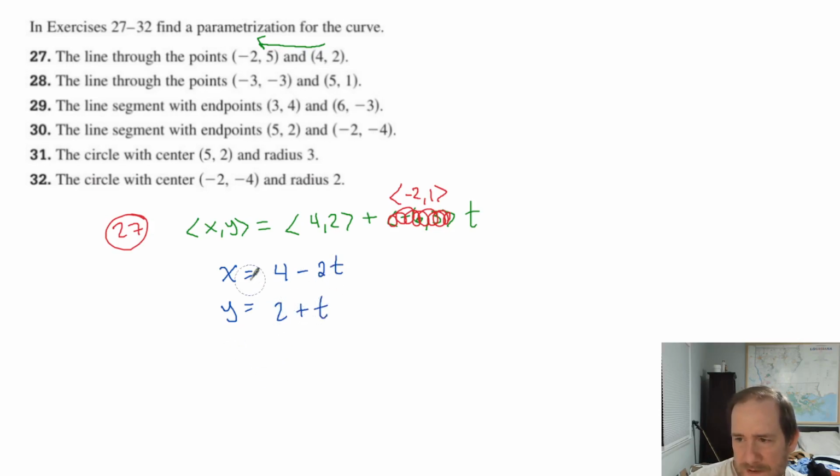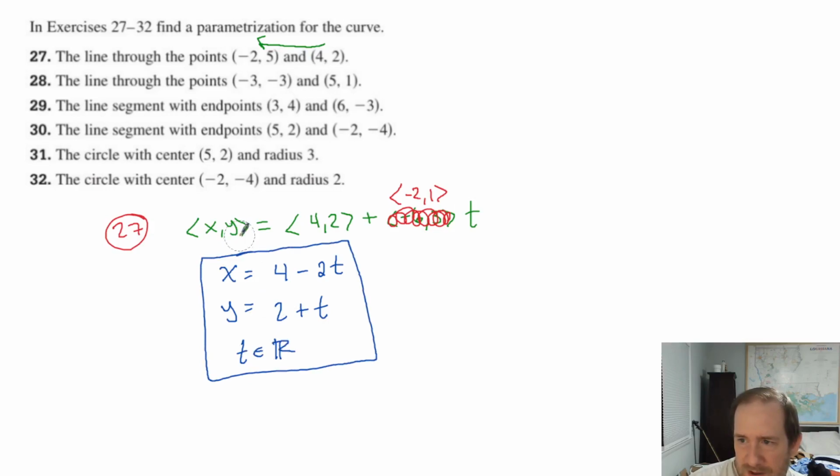And hey, don't forget, your parameterization should really include 3 things. It should also include the interval of legal t values, which for right now would be all of them. So this thing right here for sure defines the line that passes through here and here.